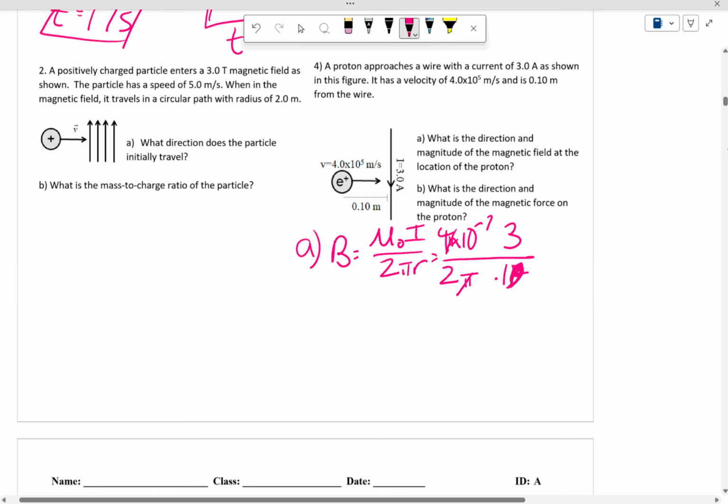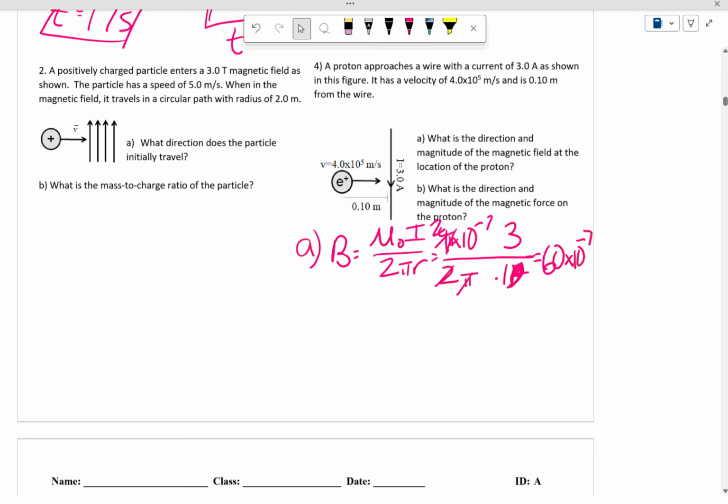The pi's cancel. The 2 cancels with that. Just leaves 2 up there, so I get 6. I get 60 times 10 to the minus 7. Excuse me. 60 times 10 to the minus 7. That's my magnetic field. And then I also need to find the direction of that magnetic field.